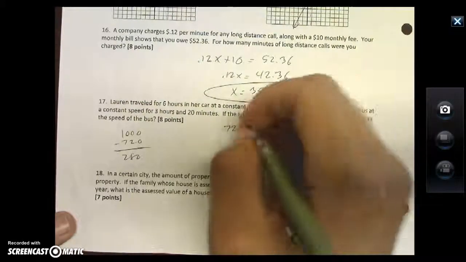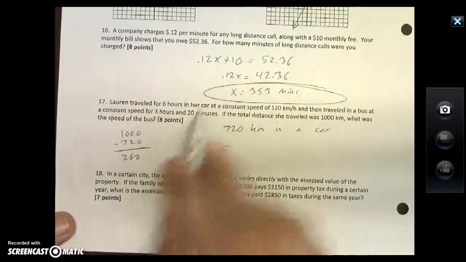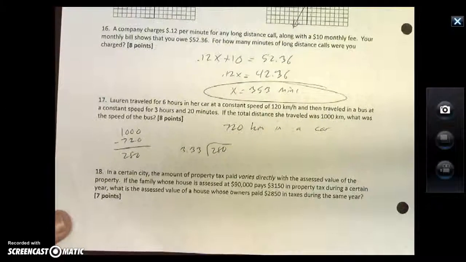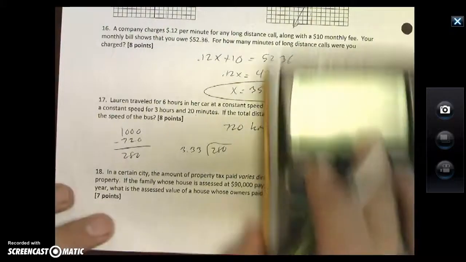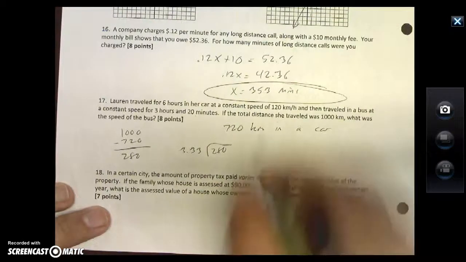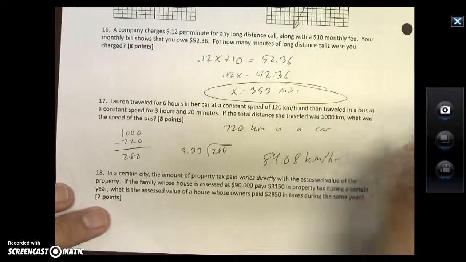bus rather. So we're taking 280 and we're dividing it by, again, 3 hours and 20 minutes. That's 3.33. If you're wondering why the 0.33, because 20 minutes is 1/3 of an hour. So we're doing 280 divided by 3.33, 84.08 kilometers per hour is the speed of the bus.